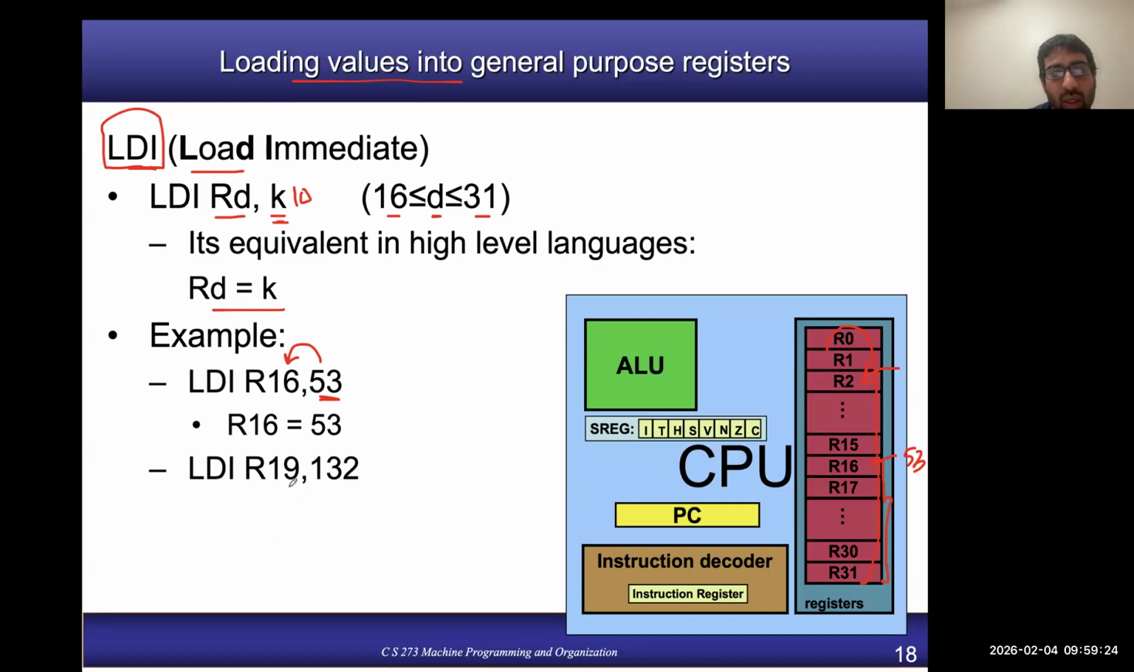Here we have another example. Load immediate R19, 132, which basically says put the value of 132 in the register R19.